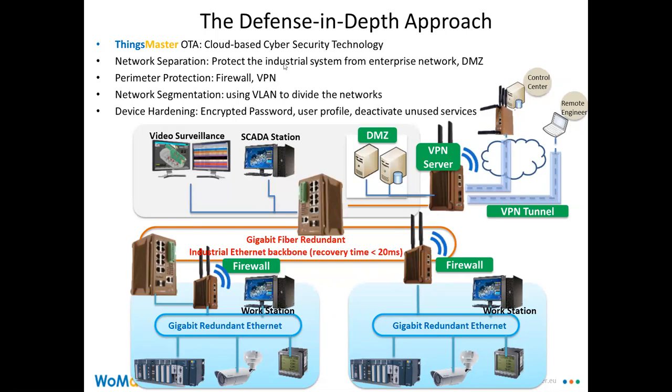And then the next protection will be network segmentation. This is to protect the industrial system from the enterprise network. And also the DMZ. Later we will describe more about the DMZ we provide from our router series technology. And also we provide a firewall and VPN in our router series products. And in the LAN we use network segmentation using different VLANs to divide the networks. And also on the device side we provide different hardware protections, including password, user profile, and also activating and deactivating services. Later, I will describe more about what we have done to provide this service.